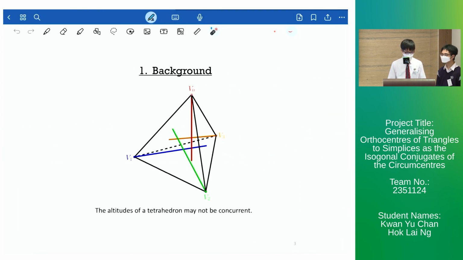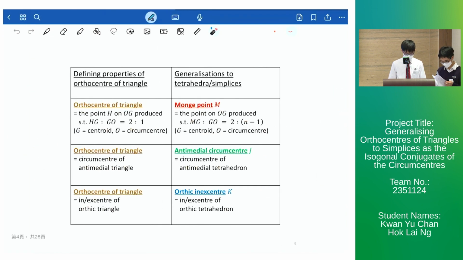Our research began with having learned the oddity that the orthocenter of a simplex may not exist, because the altitudes may not be concurrent, as shown in this diagram. The so-called Monge point, antimedial circumcenter, and orphic inexcenter have generalized the orthocentres of triangles to tetrahedra or simplices from quite distinct perspectives. They were invented through focusing on alternative defining properties of the orthocenter of a triangle rather than using altitudes, and each of them preserves a portion of the properties of the orthocenter of a triangle.